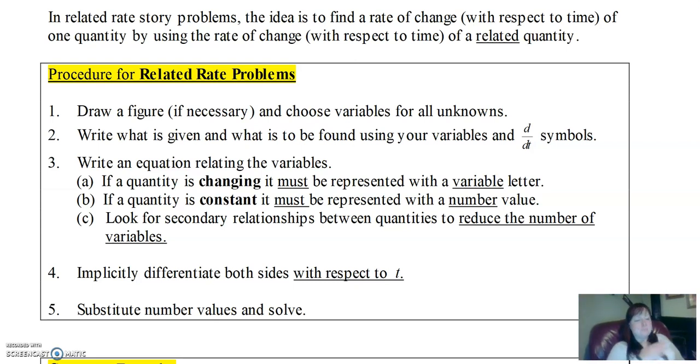Anyway, then we substitute in values. Oh no, then we implicitly differentiate. That's the important step. Here we do the implicit differentiation to both sides with respect to t. When we look at our problems, you'll notice that oftentimes you won't see a t. We don't have t as a variable. But we're differentiating with respect to t, and that's where the implicit comes in, because we're differentiating a function of t. And then finally, we substitute in number values and solve.